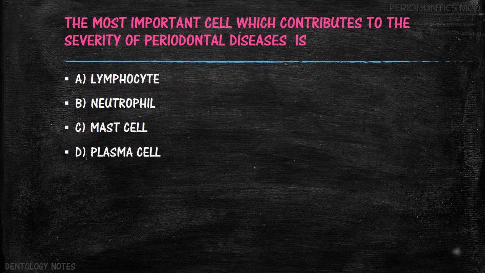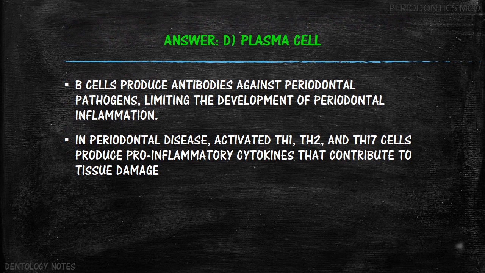The most important cell which contributes to the severity of periodontal diseases is: A. Lymphocyte, B. Neutrophil, C. Mast cell, D. Plasma cell. Answer: D. Plasma cell. B cells produce antibodies against periodontal pathogens, limiting the development of periodontal inflammation. In periodontal disease, activated Th1, Th2, and Th17 cells produce pro-inflammatory cytokines that contribute to tissue damage.